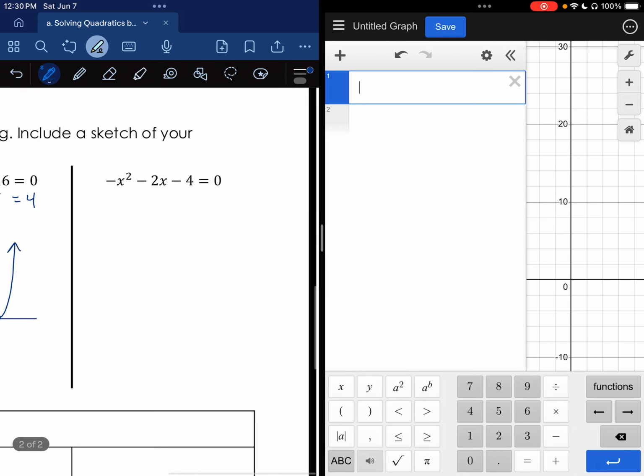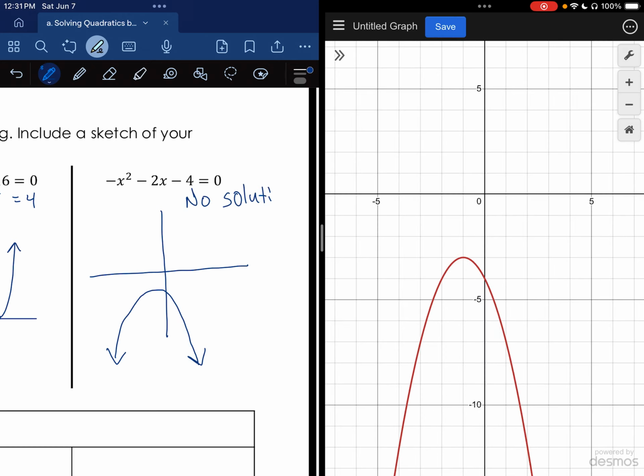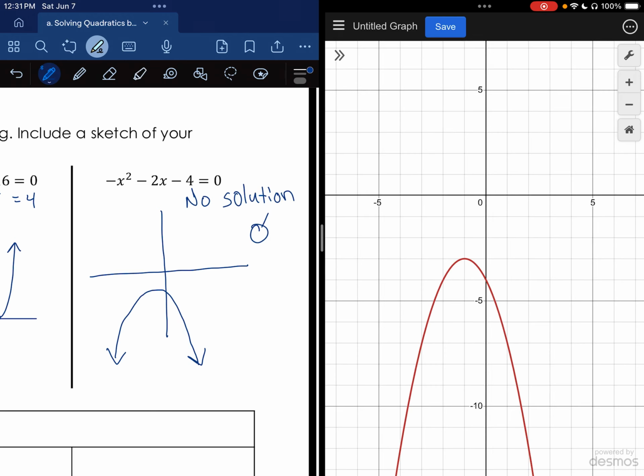All right, let's go ahead and graph our last one. So we got negative x squared minus 2x minus 4. And notice this one's not touching the x-axis at all. It's just going to keep going down, and it's never going to cross the x-axis. So, oof, that was a rough sketch. Anyways, the important thing here is that this guy's got no solution, where your teacher might accept this empty set here as well.